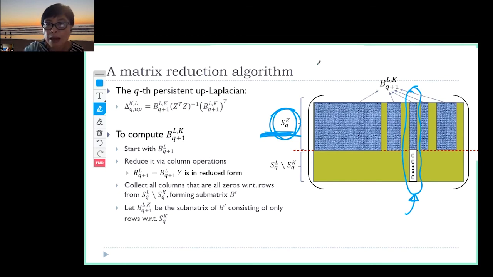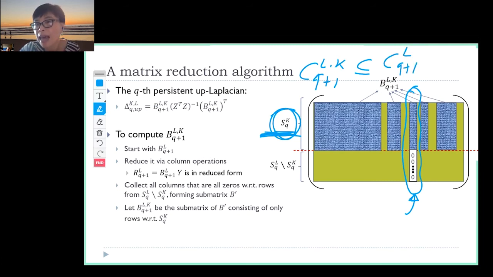Remember that the space is all the chains in L whose boundary lies in K. Okay? So in other words, this column basically gives me one representative. The corresponding column gives me one element in this space that we want to compute. Okay, so we collect all such columns. Okay, and it's not hard to prove that all these columns exactly form a basis of this. Okay, so I collect all the columns whose portion outside K are completely 0.